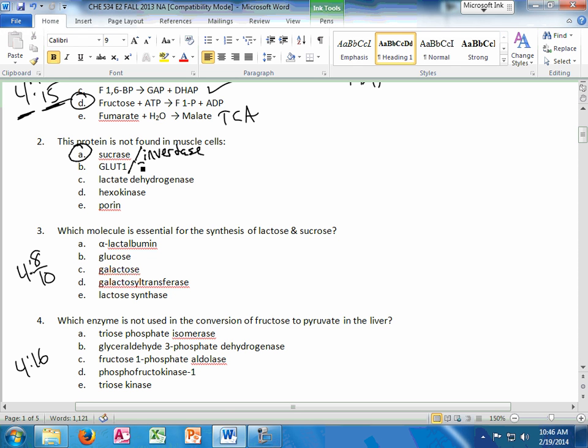So make sure to review your GLUT families. Those come up a lot too. That was somewhere in the middle of Unit 3 in your notes for what the GLUT families do. Number 1 and 3 are in all. GLUT 4 was muscle specific. GLUT 2 was mainly liver. Lactate dehydrogenase is going to be found in muscle cells as well as red blood cells. Hexokinase, all cells. Porin, all cells that have a mitochondria.